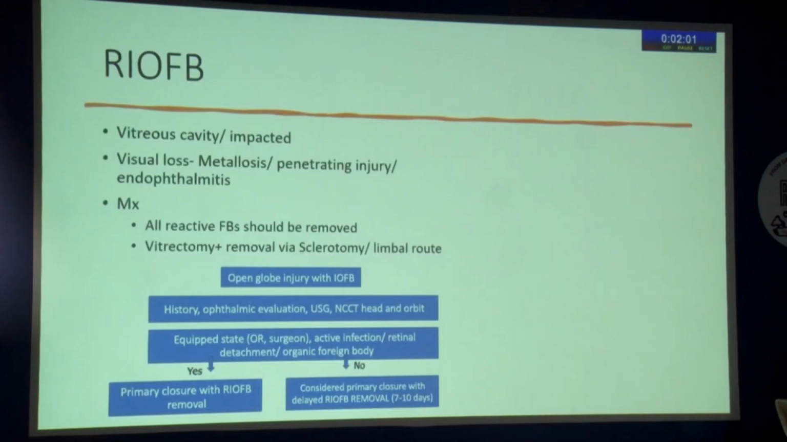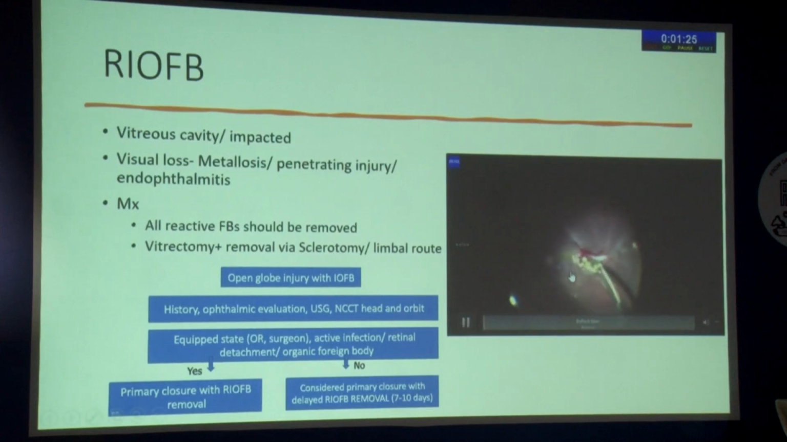Next, retained intraocular foreign bodies could be either in the vitreous cavity or they could be impacted in the ocular coats, and they could affect the vision by the ocular injury itself or due to metallosis. All reactive foreign bodies should be removed, and the timing of the foreign body removal will depend on what is the state of the art facility available with you at that time and whether there is any endophthalmitis or retinal detachment present. So if they are present, then a primary surgery along with the primary closure should be done. Otherwise, you can delay it by 7 to 10 days and do a secondary surgery.